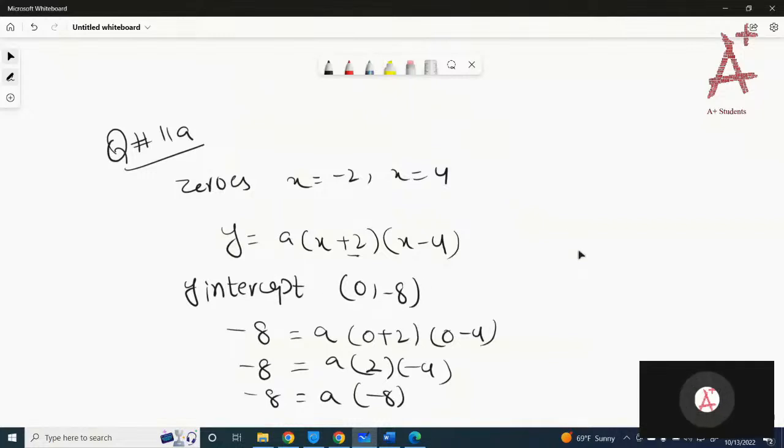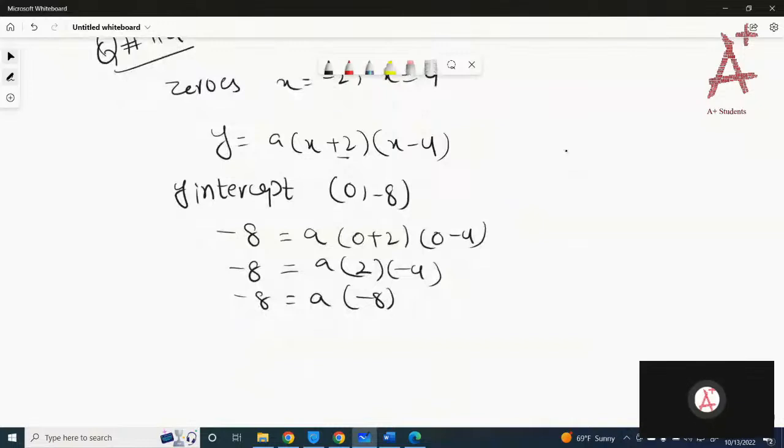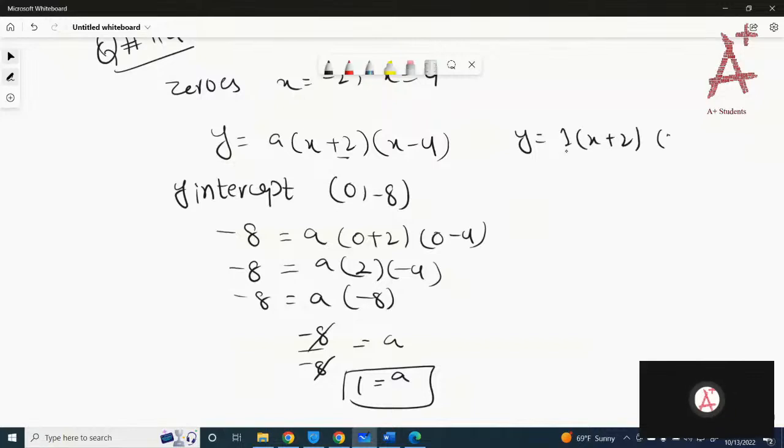So divide by -8 on the other side. So it would be then a equals -8 over -8. That means the value of a equals 1. Got it? Now the equation is y equals 1, either you can write 1 or no, the equation is (x plus 2)(x minus 4). Got it?